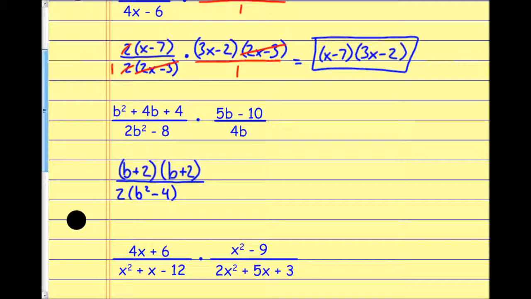Up here, I can factor out a 5, which leaves me with a b minus 2. Down here, I have the 4b. And now from here, it doesn't look like anything cancels, but that's because this guy's not factored completely yet. Remember, a b squared minus 4, that's a difference of squares. It factors into a b plus 2 and a b minus 2. So I'm actually going to go back here and replace this thing to make sure this thing is factored completely.